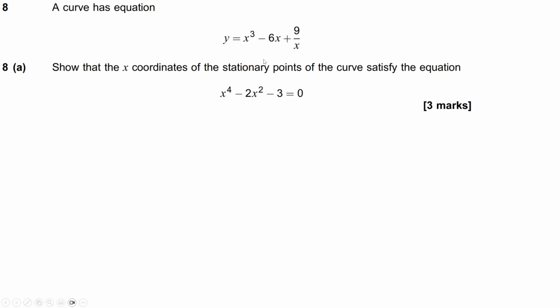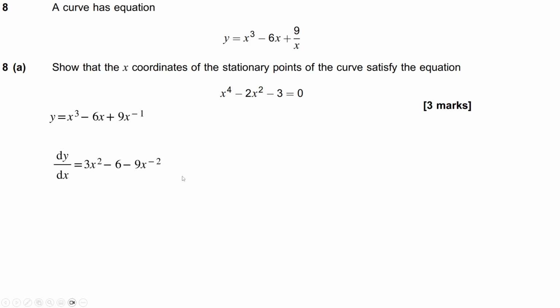A curve has this equation. Show that the x-coordinates of the stationary points of the curve satisfy the equation. This. Okay, let's just write it in a way that's easier to differentiate. This is obviously 9x to the power of minus 1. Okay, if you differentiate that, that's 3x squared minus 6, and then minus 9x to the minus 2.